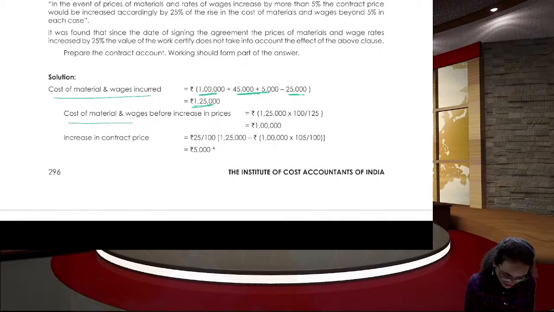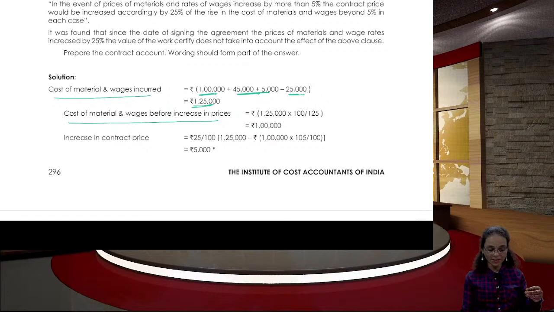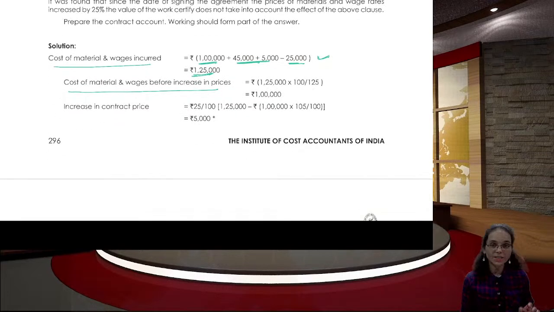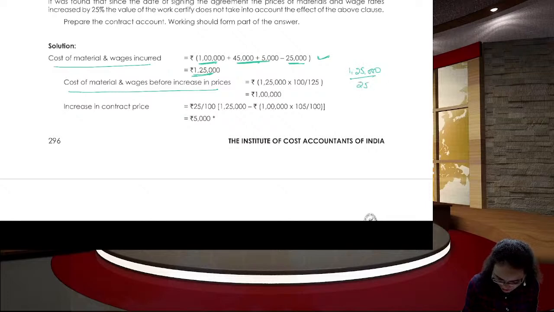And this is the cost of the material and wages after increasing the price. Before increasing the price, there is an increment of 25%. Before increasing, 1 lakh 25,000 is representing the amount after an increase of 25%. So before increasing it was 100%, and in this sense the amount before the increase was 1 lakh rupees.